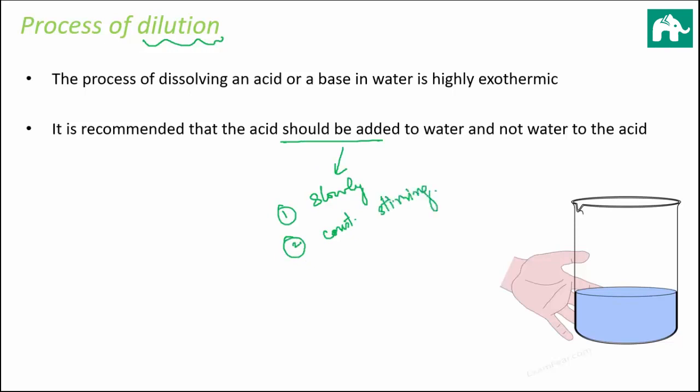So what happens with stirring? When you are adding acid and you're stirring it continuously, it's like you're mixing it uniformly in that entire solution. But if you suddenly add it, it might happen that the concentration of the acid immediately becomes very high in that particular locality, and it might generate too much heat. So constant stirring is important, and adding the acid slowly to water is also important, and you should never add water to the acid. And this is the reason this process of dilution is worth discussing.